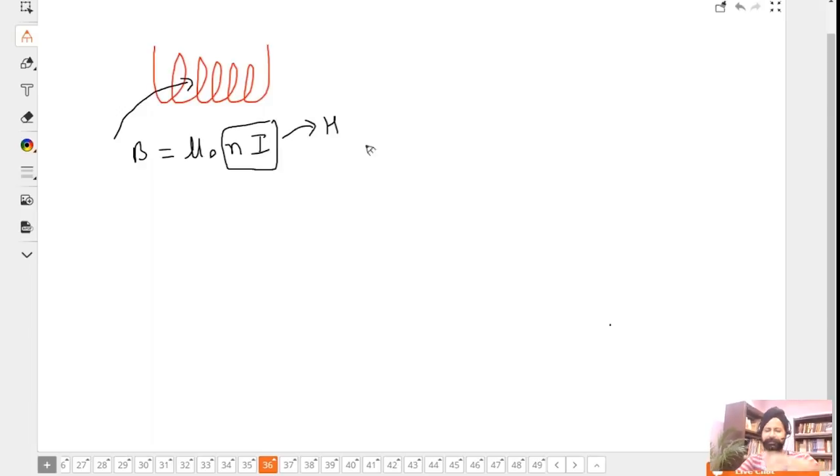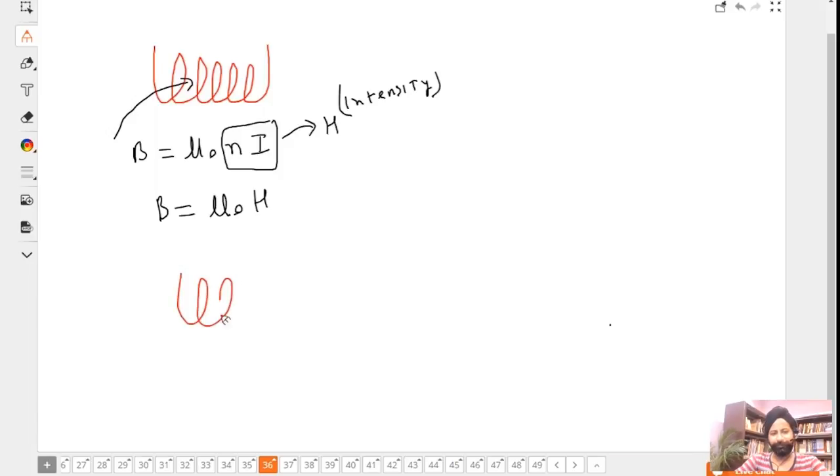This is the quantity that is called H. This is the magnetic intensity. I will keep writing that also, whatever I speak. This is the magnetic intensity. So then what we are saying is magnetic field induced is equal to mu naught times the magnetic intensity. Okay, we'll take a second step here.